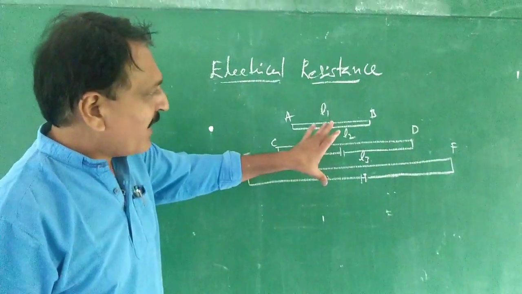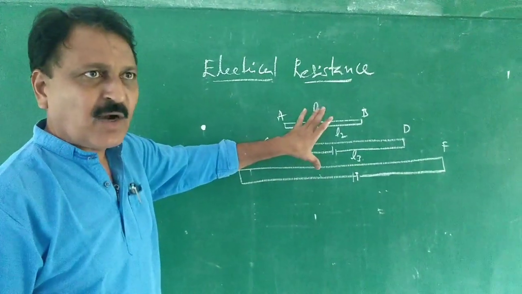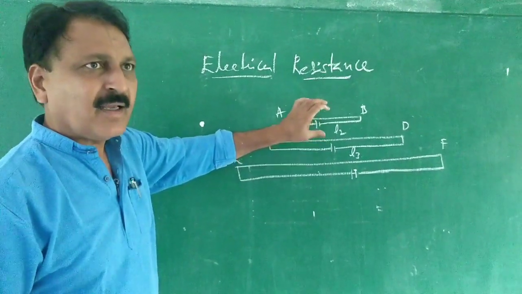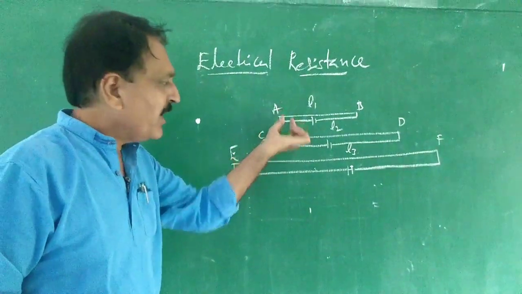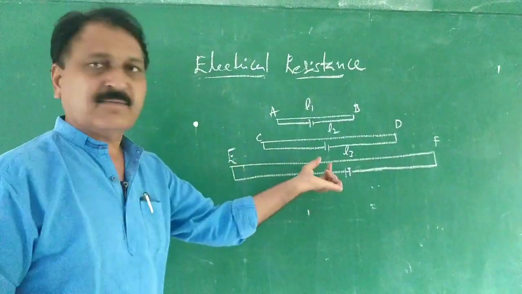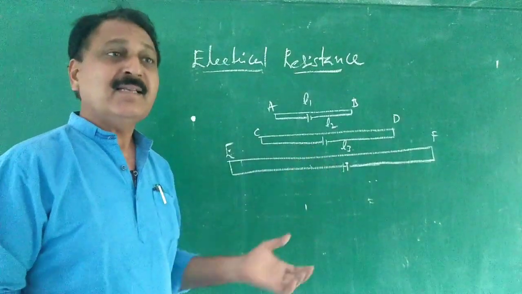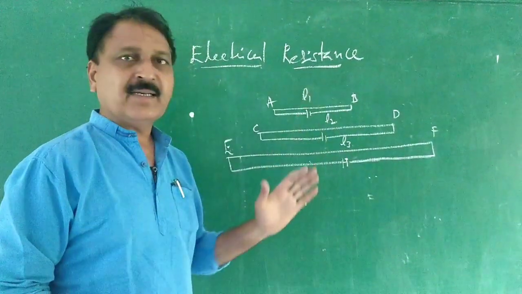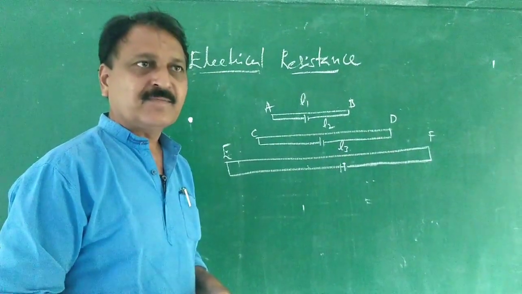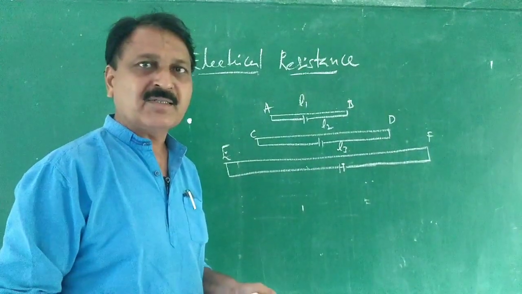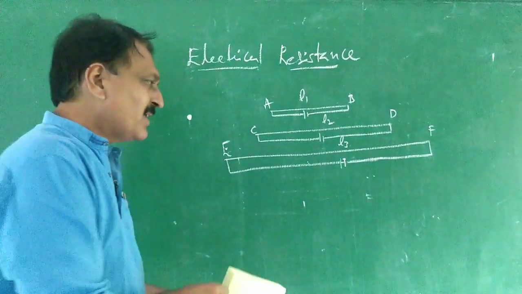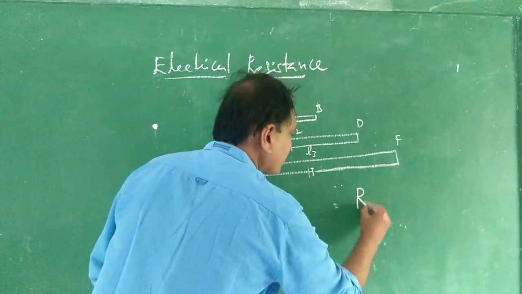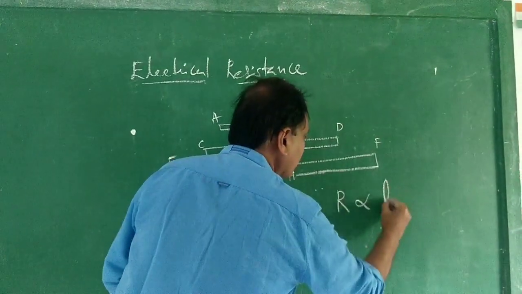If you connect a battery in this way, what you will observe is a high current will flow in the first conductor, a low current will flow in the last one. The reason is the resistance of a conductor depends upon its length. The more the length, the more will be the resistance. The less the length, the less will be the resistance. So the resistance of a conductor is directly proportional to the length of the conductor.